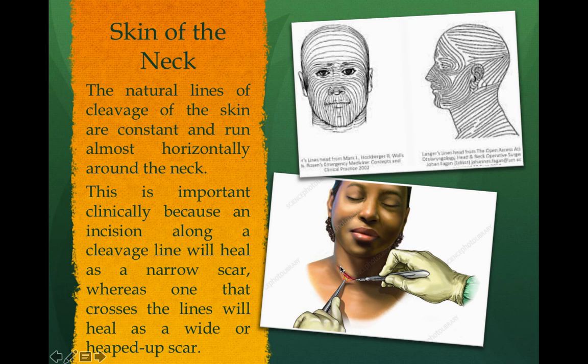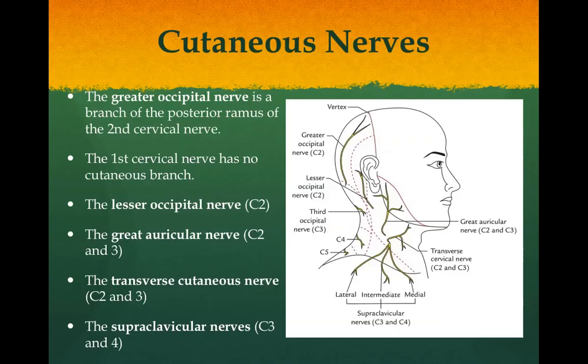horizontally and not vertically, because if we follow these lines, the scar that results from our surgery will be narrow. On the other hand, if we do a vertical incision, the scar will be ugly and white. Cutaneous nerves of the neck, and we mean by cutaneous nerves the nerves that provide nerve supply for the skin surfaces.